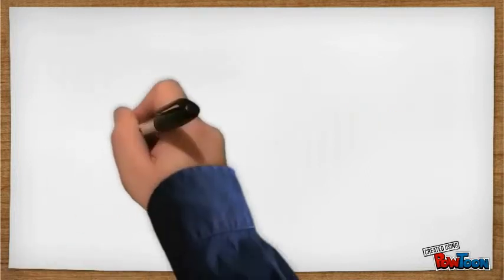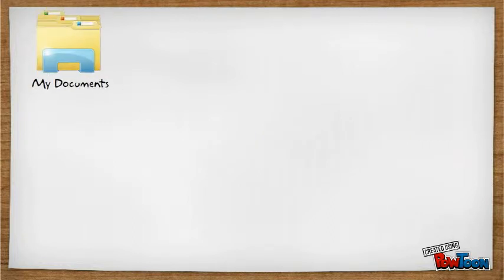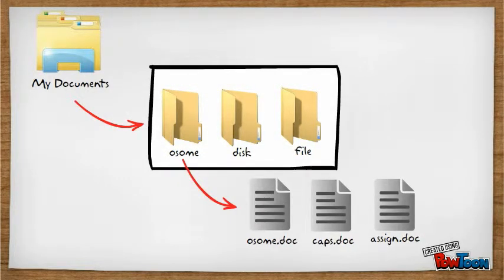Next is the two-level directory. The standard solution to the limitations of the single-level directory is to create a separate directory for each user. In the two-level directory structure, each user has his own user file directory. Although the two-level directory structure solves the name collision problem, this structure effectively isolates one user from another.